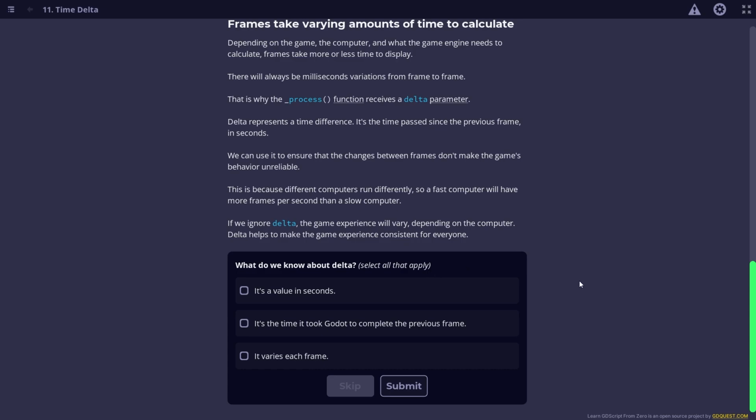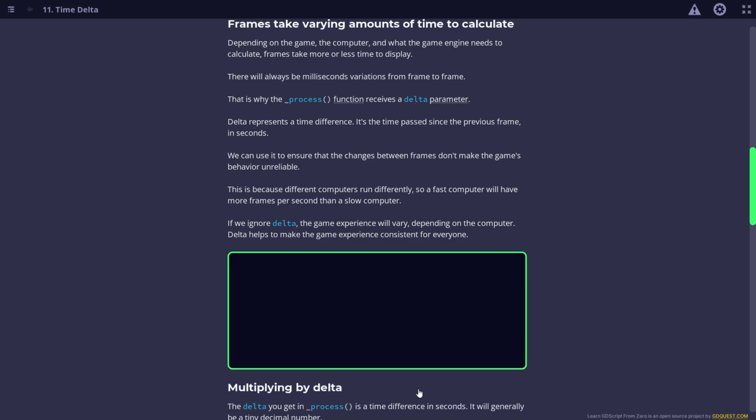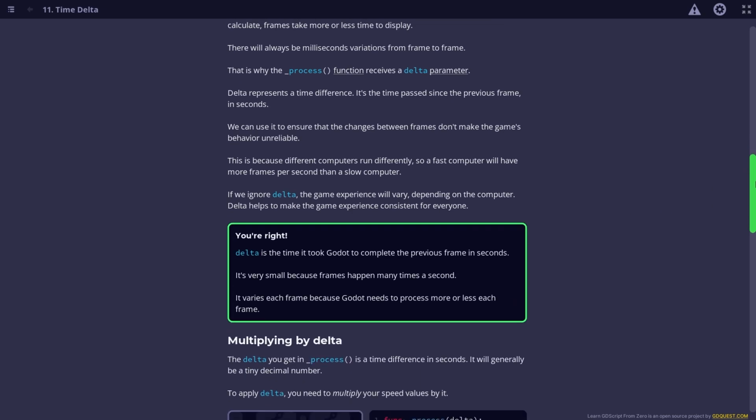What do we know about delta? Let's select all that applies. It's a value in seconds. Well, milliseconds, but still. It's the time it took Godot to complete the previous frame. It varies each frame. Submit it. All right, so we're right.